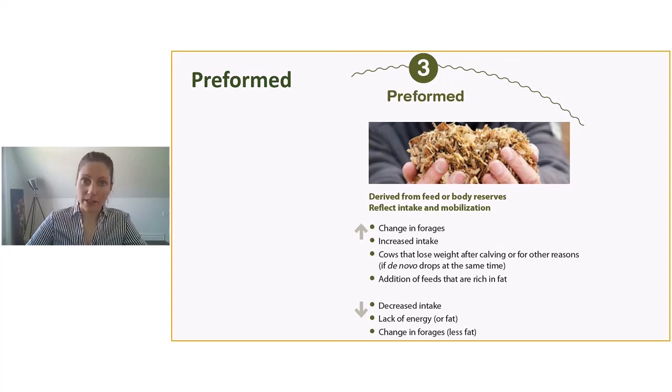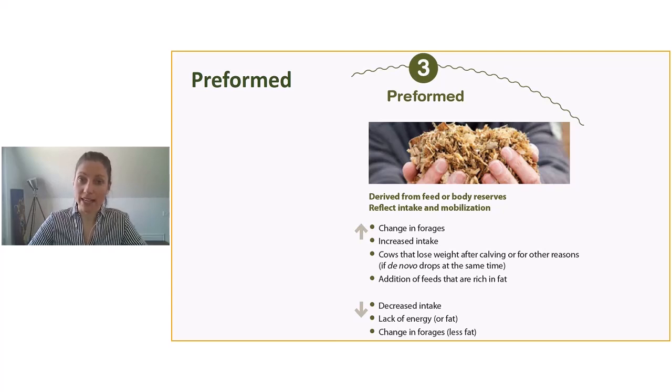The third category is the preformed fatty acids. Preformed comes from feed and body reserves, and they reflect dry matter intake and mobilization. So if preformed are above average or trending up, maybe you changed forage and that forage contains more fat. Maybe the cows are eating more and the intake is going up, or maybe they're losing weight and mobilizing reserves, and that's why the preformed are trending up. And if you added any type of protected fat or rich ingredients that contain a lot of fat, you might see the preformed go up as well.